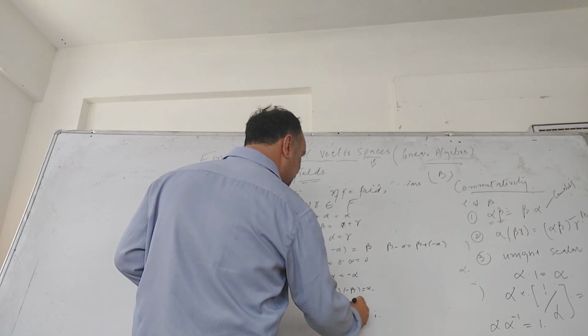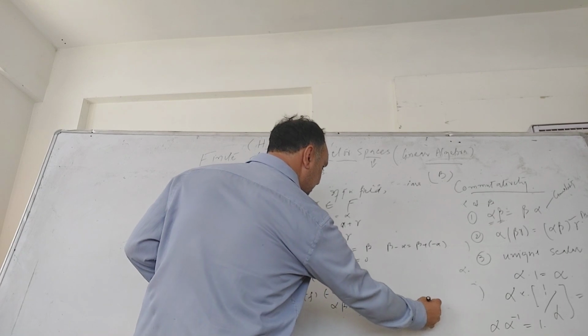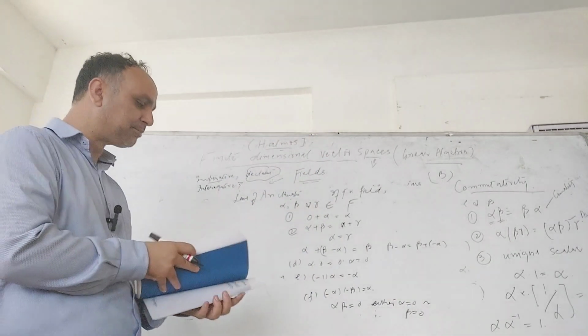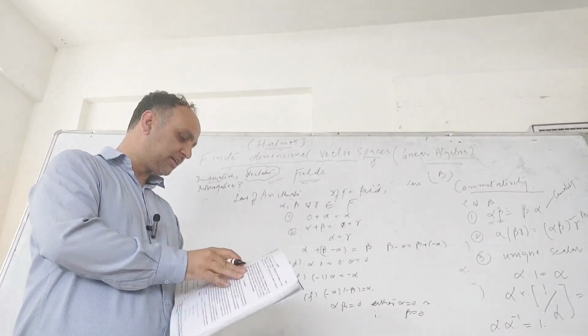And if alpha beta is equal to 0, either alpha is 0 or beta is 0, or both of them are 0. So these are different examples. At least you read them, what he wants to say.